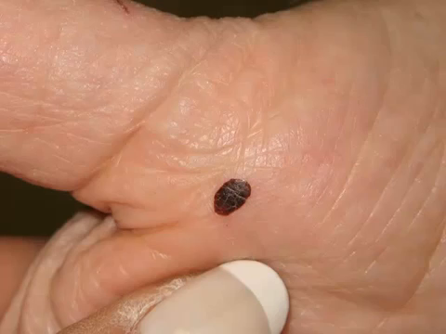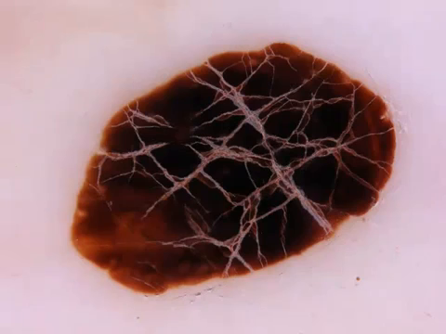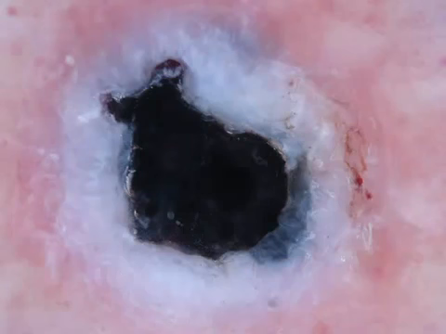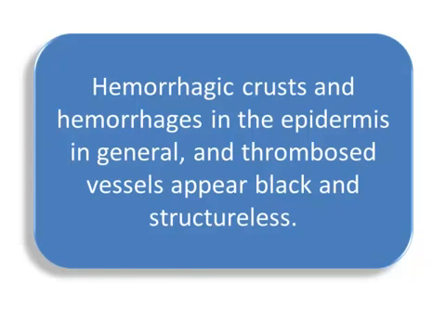Here, for example, we have a flat lesion on the palm. It's structureless and red, and of course it is a hemorrhage. Here this is structureless black, and this usually also indicates a hemorrhage. Hemorrhagic crusts, like in the case before, and hemorrhages in the epidermis in general, and thrombosed vessels appear black and structureless.